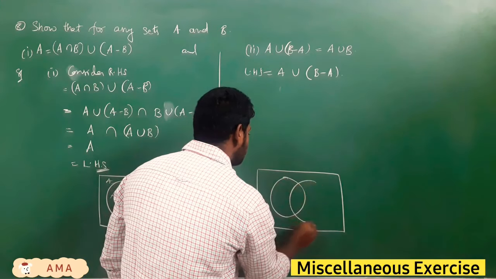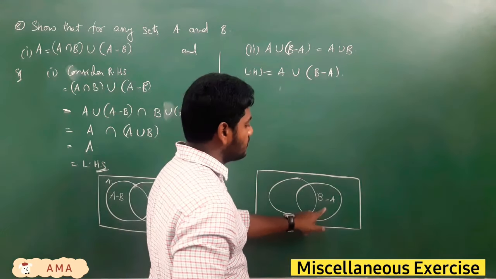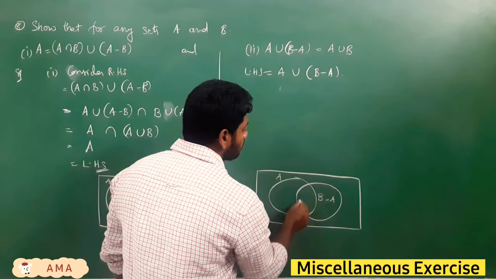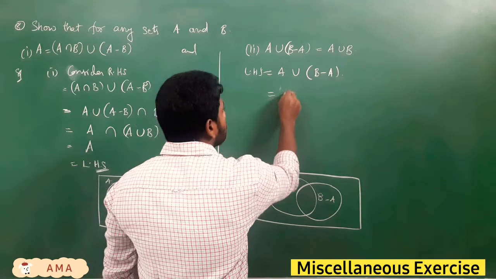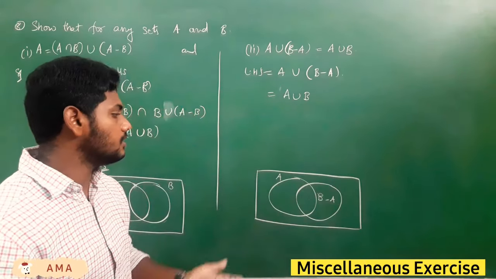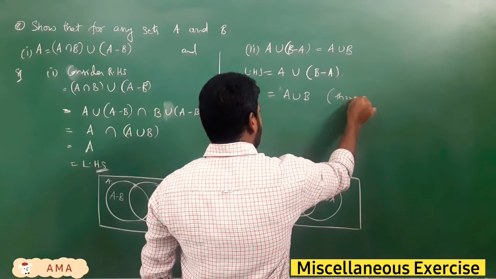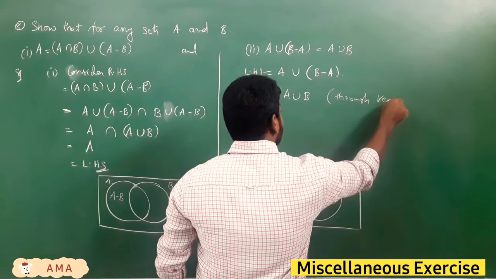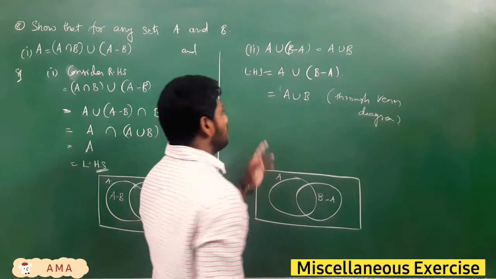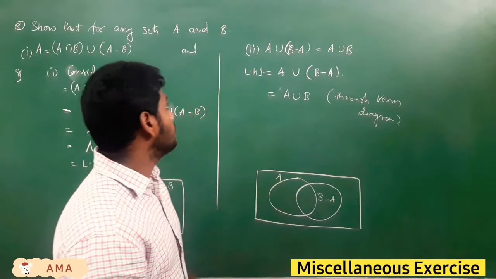See this. This is A and this is B. This part is B minus A, and this is the A part. A union of B minus A is nothing but A union B. So you can show that through a Venn diagram. Pause the video and note it down.